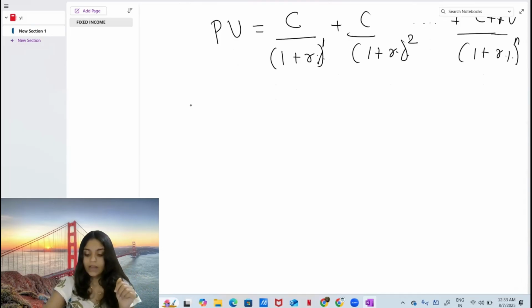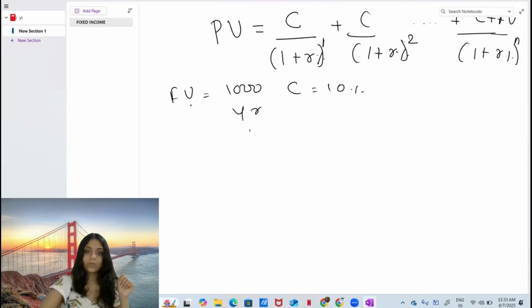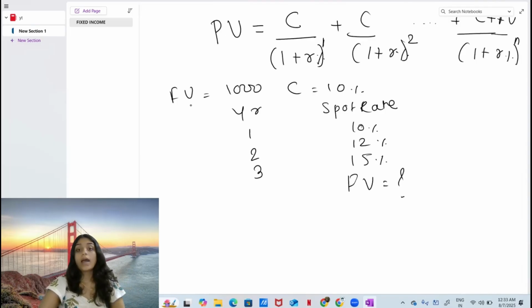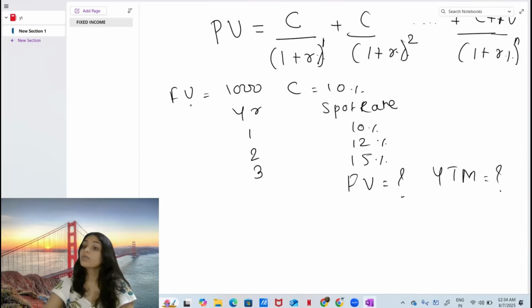So I'll keep the formula here and I'll write the example here. For example, there is a bond with FV of 1000, a coupon of 10%, and years 1, 2, and 3. Then spot rates of 10%, 12%, and 15%. So now we need to calculate the present value of the bond and also calculate the YTM of the bond.